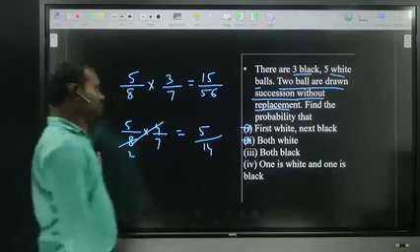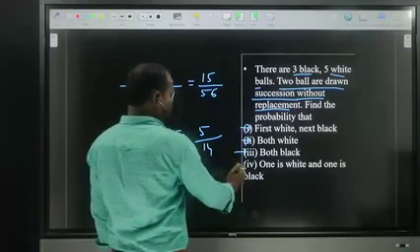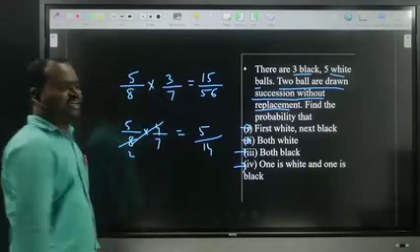Now try these two, the third and fourth ones.